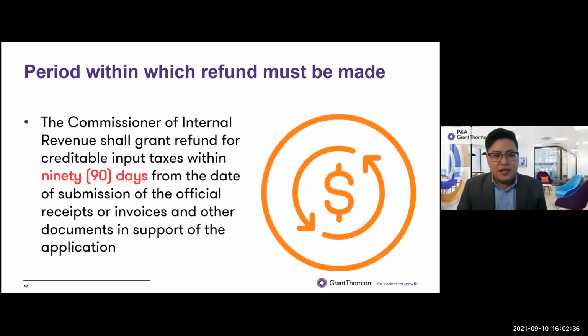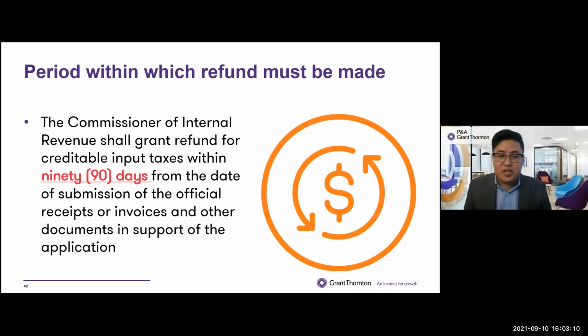The refund, the enhanced VAT refund system, must be granted for creditable input taxes within 90 days from the date of submission of the official receipts or invoices and other documents in support of the application. Now, let's be clear on this refund. Please take note that the input VAT refund applies only to a zero-rated sale or an effectively zero-rated sales transaction, which means that the taxpayer at the onset must be VAT registered.